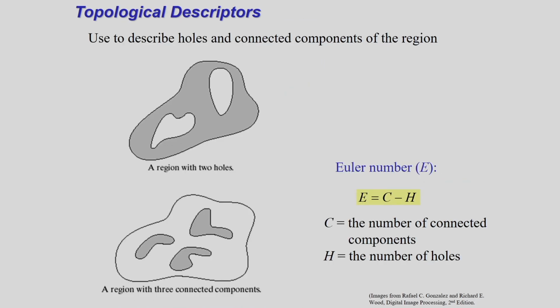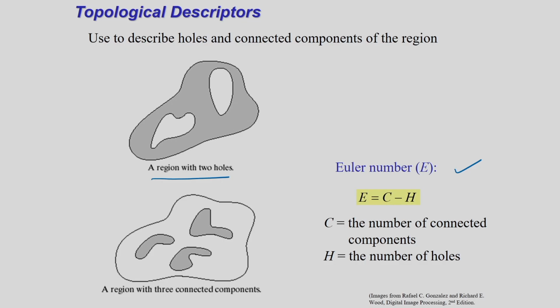Another descriptor is the topological descriptor. I can consider the Euler number. So how to define the Euler number? In these two figures I have shown, in the first figure you can see a region with two holes, and in the second figure you can see a region with three connected components. So from this you can define the Euler number.